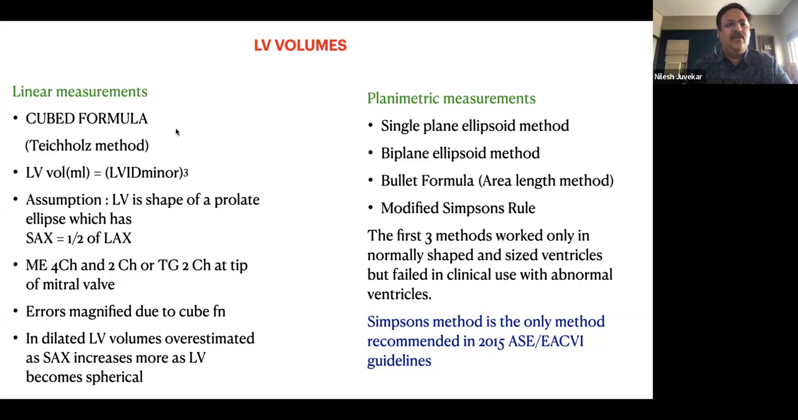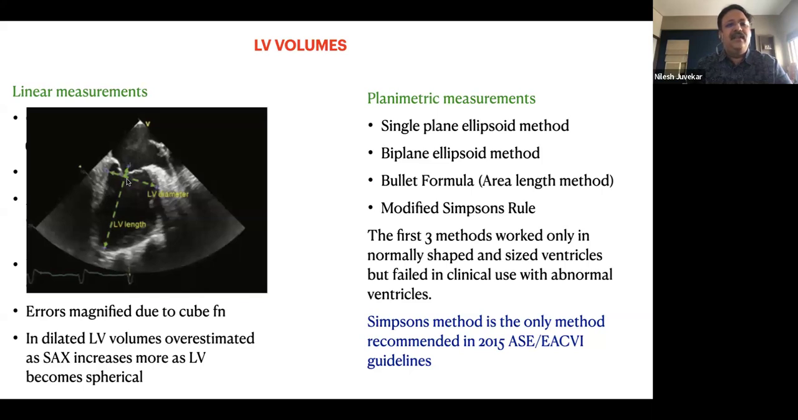So for this, we calculate what is called as the LVID minor, which is taken in the midesophageal four-chamber, two-chamber view, or in the transgastric two-chamber view at the tip of the mitral valve. So here we can see that this is the LVID minor. Okay, so when we cube this particular LVID minor, we get the LV volume.